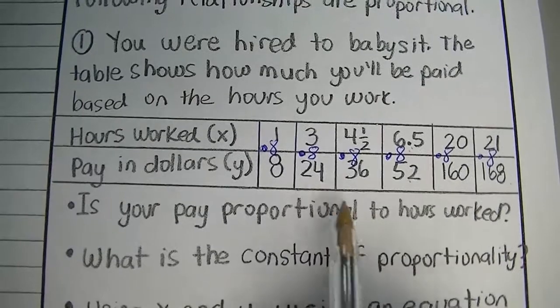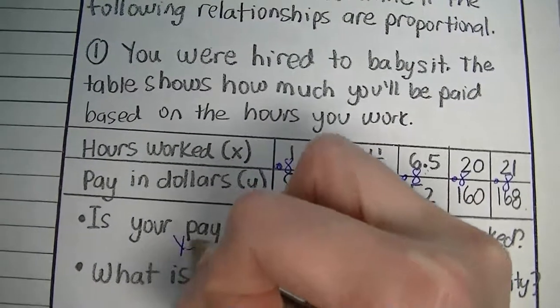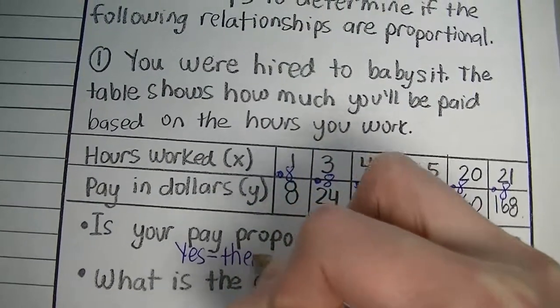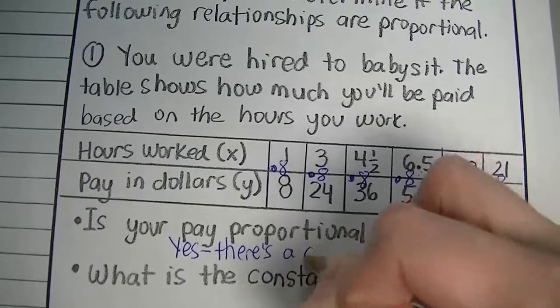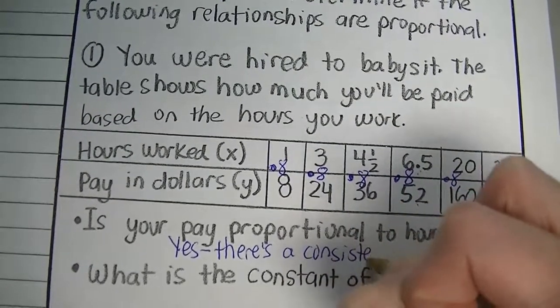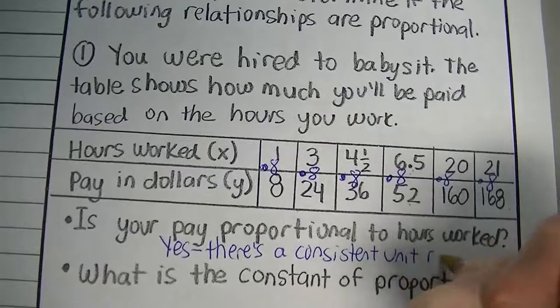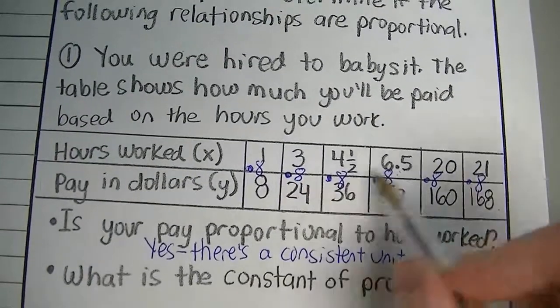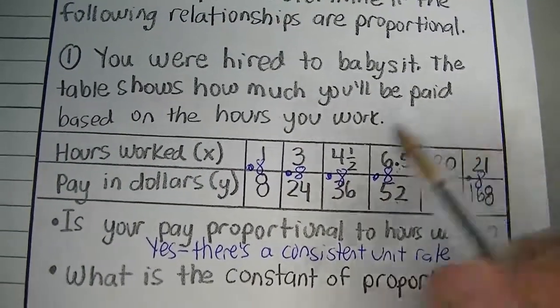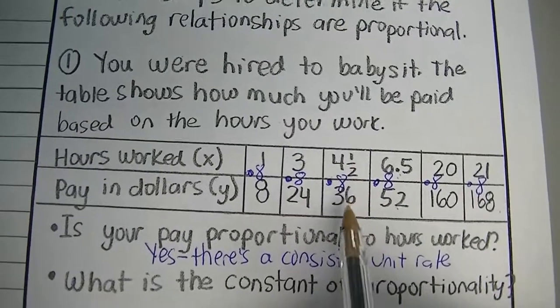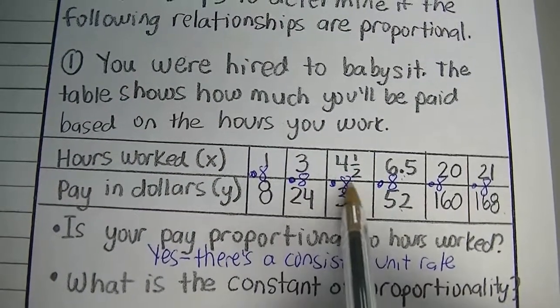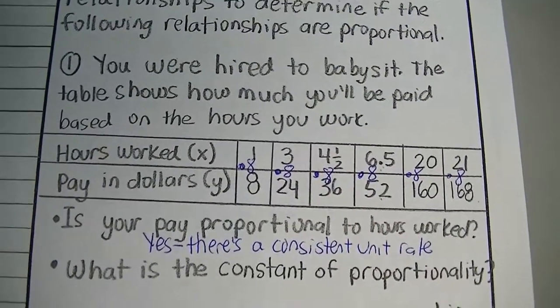So is your pay proportional to hours worked? Yes. There's a consistent unit rate. Now again, if they were all times 8 and then there was like an oddball that was like times 2 or whatever, double check to make sure you didn't mess up. But if there is one oddball, that would not be a proportional relationship, okay?